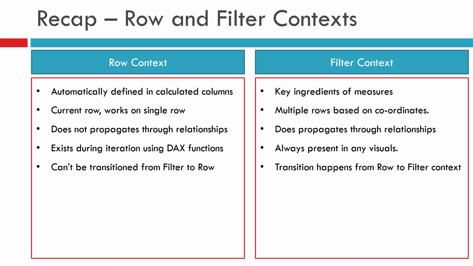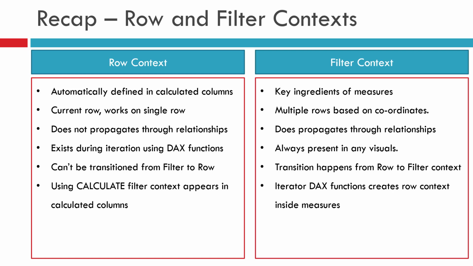Some of the DAX functions can change row context to a filter context, but not vice versa. No DAX function will change the filter context into a row context. This transition happens when you use the CALCULATE function. If it is used inside calculated columns, then the row context present will be converted to a filter context. Iterator DAX functions only use row context, but they do not transform filter context into a row context. So with this brief summary, I hope you are clear about the differences between these two evaluation contexts.